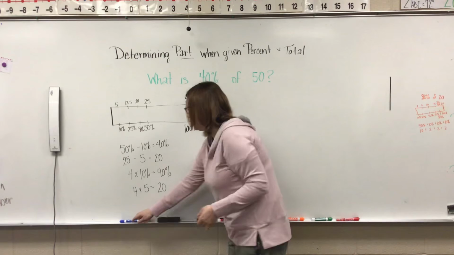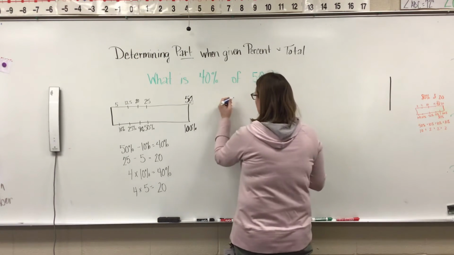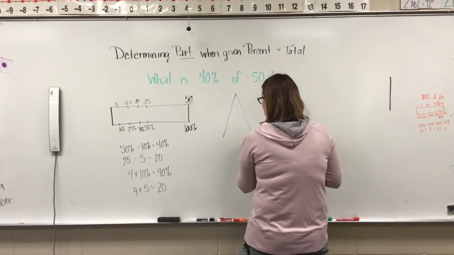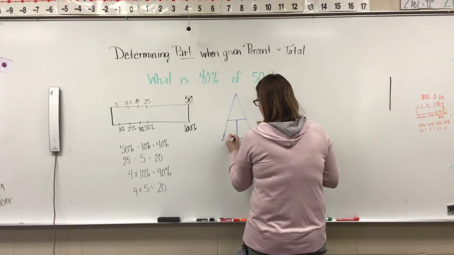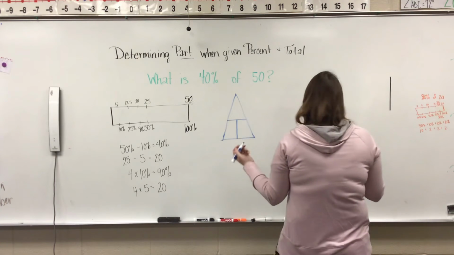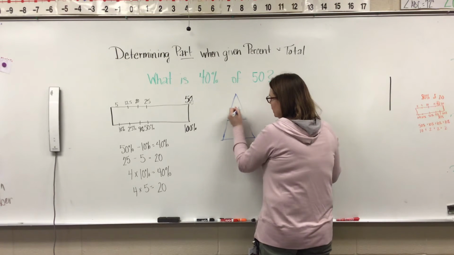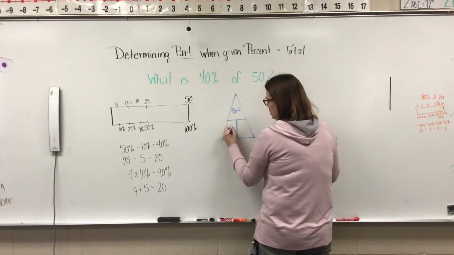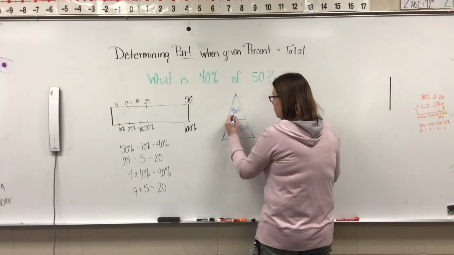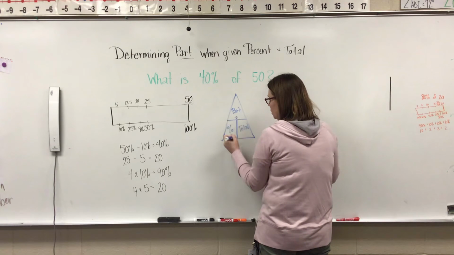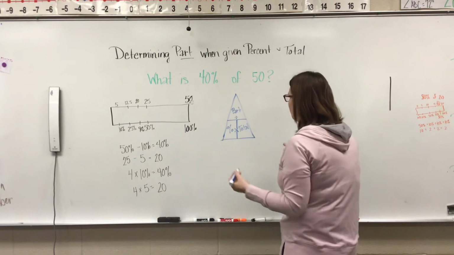There are multiple ways. Another way, this is the way y'all typically didn't like, percent pyramid. So we set it up. And I know this is really not a pyramid. It is a triangle. So at the top, this is your part. This right here would be your percent. And this is your total. So if you're given your part, you have to divide. If you are looking for your part, then you multiply. So we put this in.